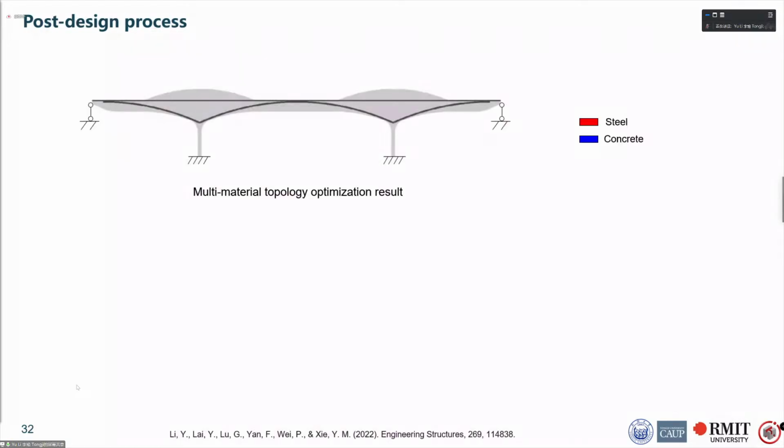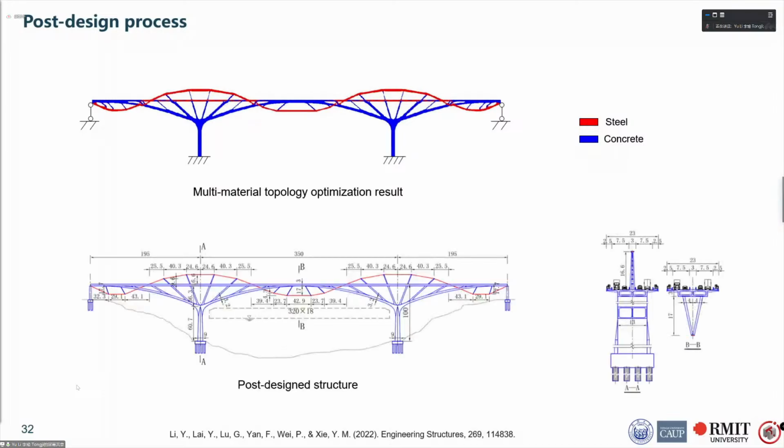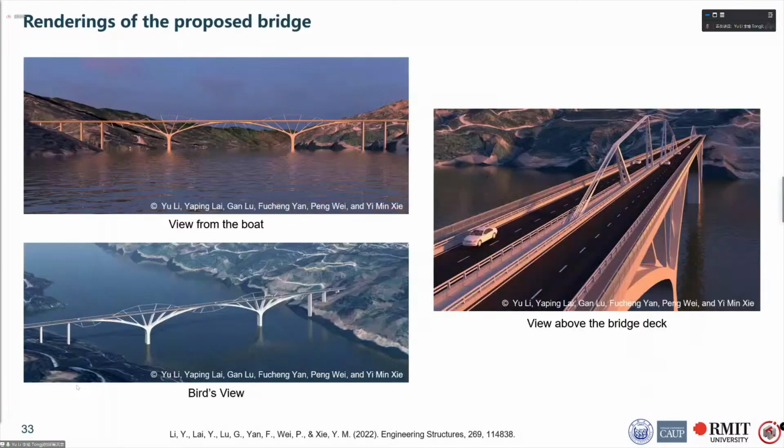Finally, we choose one competitive result and perform the post-design of the bridge. The steel components are designed as steel cables, and other parts are designed as concrete components, forming an efficient composite structure system. Here are the renderings of the conceptual design: the view from the boat, the bird's view, and the view above the bridge deck.